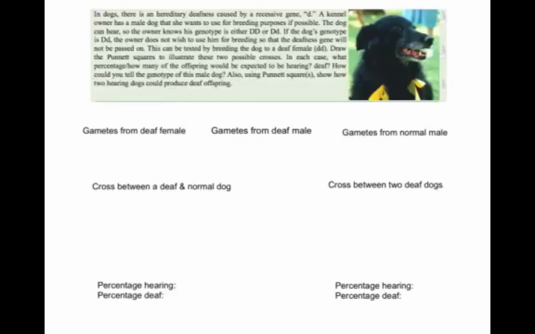Also using Punnett squares, show how two hearing dogs could produce deaf offspring. So before we go anywhere, we need to find out what alleles our individual dogs can pass on. The gametes of a deaf female, as we know, she's little d, so she will only be able to pass on little d gametes. A deaf male is going to do the same and only be able to pass on little d's, as he is also homozygous recessive.